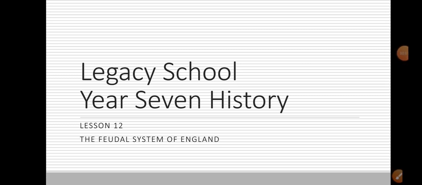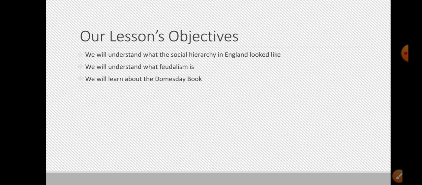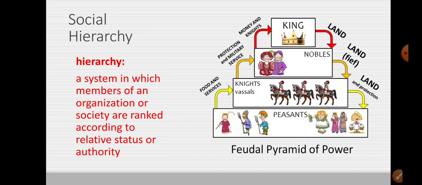Good morning, everyone. This is Legacy School Year 7 History, our lesson number 12. We will be talking about the feudal system of England. The objectives of our lesson will be to understand what the social hierarchy in England looked like. We will understand what feudalism is, and we will learn about the Domesday Book.